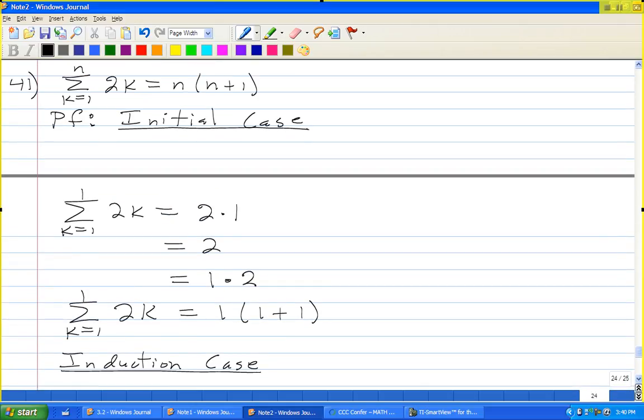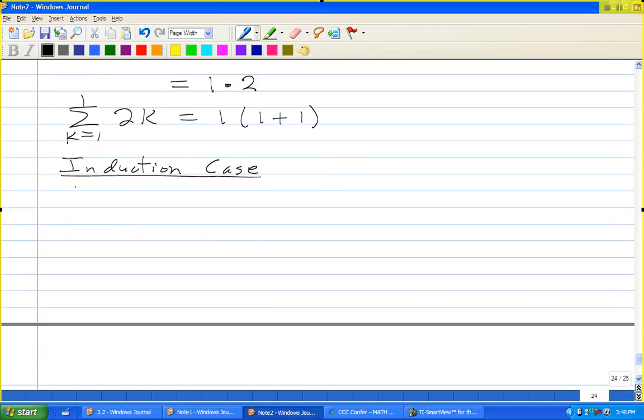Let's suppose that this is true for, maybe capital N, where k equaling 1 to, let's say m. Okay, so let's suppose that the sum k equaling 1 to m of 2k is equal to m times m plus 1.